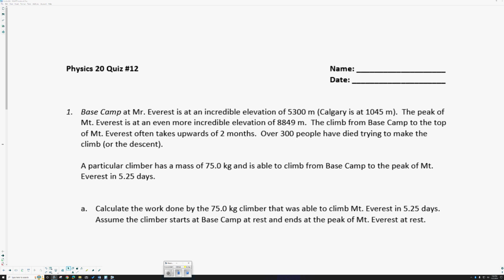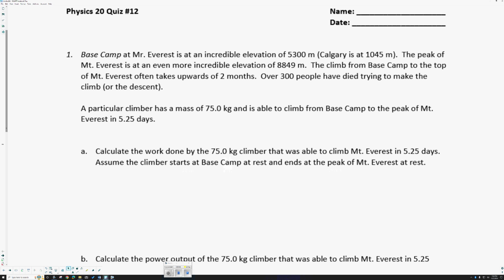The climb from base camp to the top of Mount Everest often takes upwards of 2 months. 300 people have died trying to make this climb or the descent. One particular climber has a mass of 75 kilograms and is able to climb from base camp to the peak of Mount Everest in 5.25 days. Whew, there's quite a bit to that.